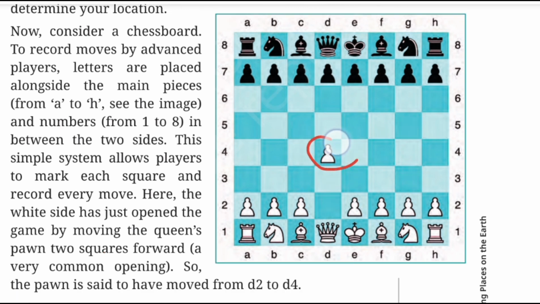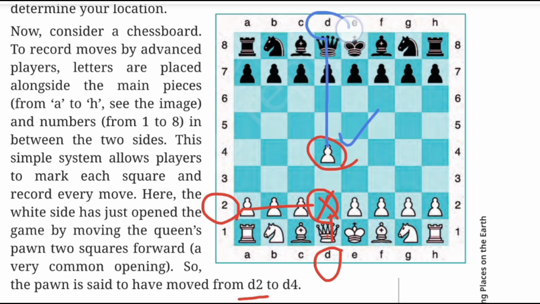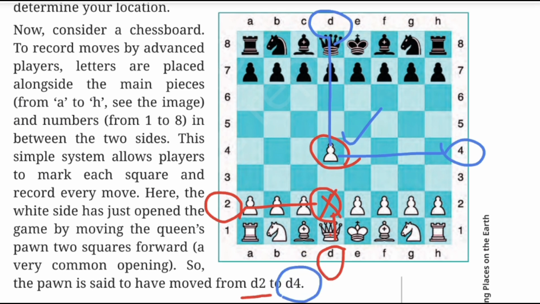So this particular move can be noted as follows. It is starting from here. First you want to locate this particular square. That is D, then 2. D2. So it is starting from D2. Then we want to find out this one. Just say go up, so this is again D, then just say go right, this is 4. That is D4. So we can say that particular pawn is moving from D2 to D4.